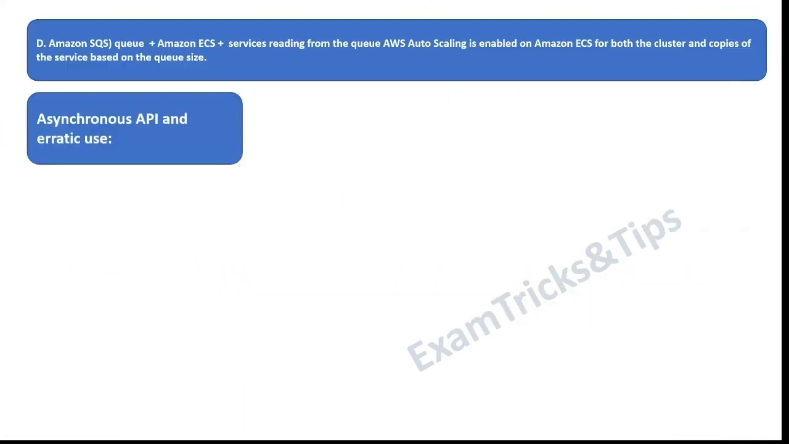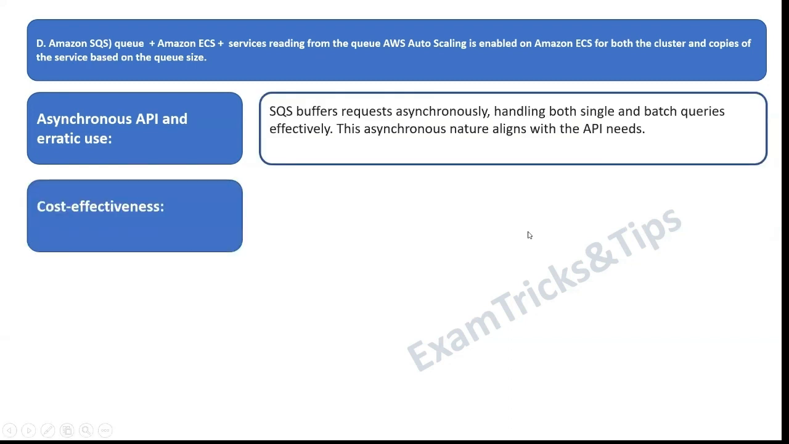Let's look at the answer from an advantages and overall analysis perspective. So this particular option has asynchronous APIs and it caters for erratic use. SQS will buffer the requests asynchronously, handling both single and batch type of queries effectively. The asynchronous nature aligns with the API needs. SQS itself is an asynchronous service, and APIs are expected to be asynchronous. Cost effectiveness: auto scaling on both the ECS cluster and the service copies dynamically adjusts container instances based on the SQS queue size. This ensures efficient resource utilization, low usage during the low usage period, and then scales up to handle concurrent requests effectively.